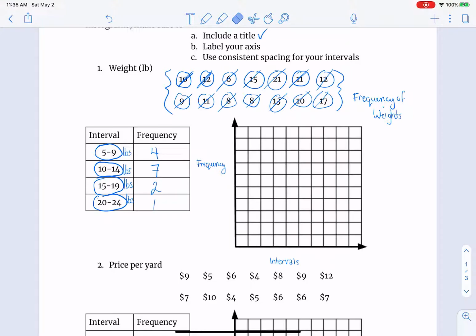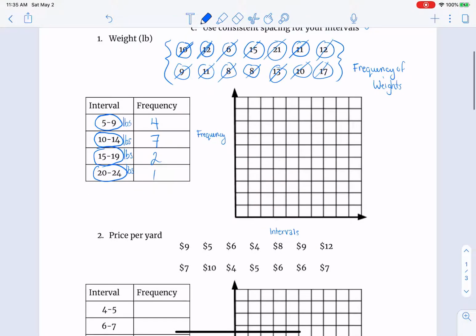So we already labeled our axes. The third thing is we want to use consistent spacing for our intervals. So what that means is all these intervals are the same size, right? There's 5 to 9, that's 5, right? 10 to 14, that's another interval of 5. So we want to make sure that they're all the same.